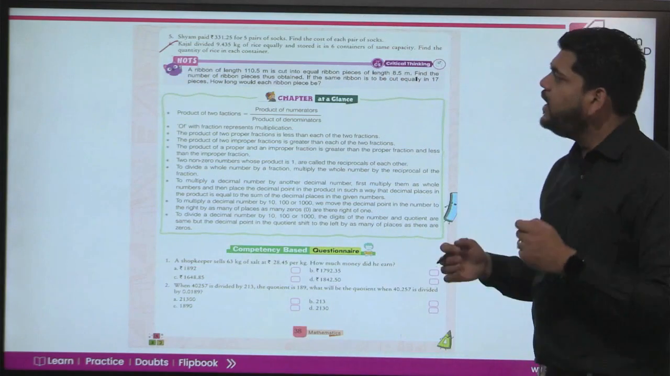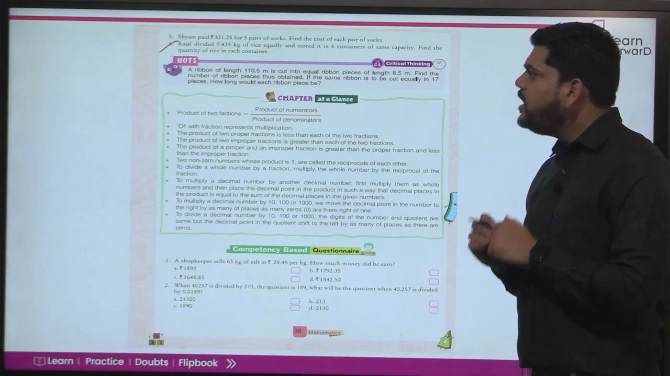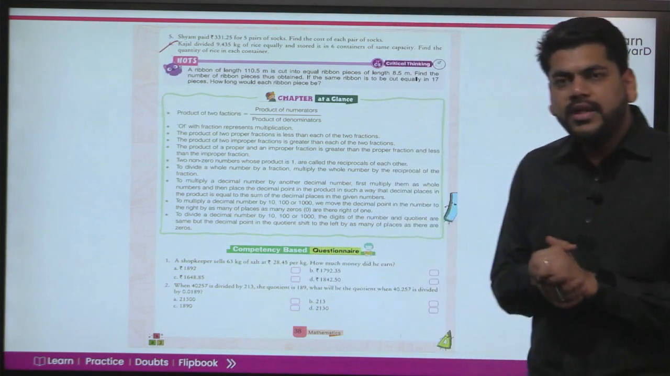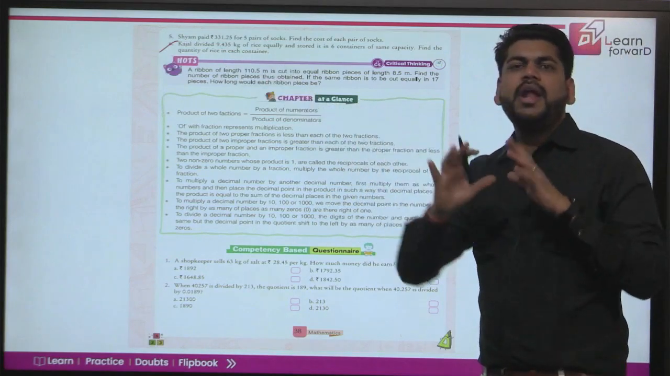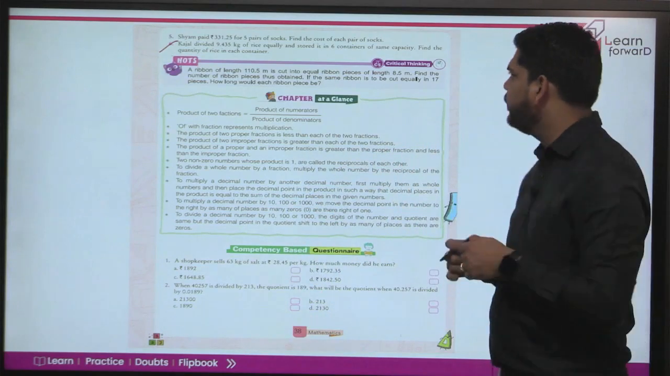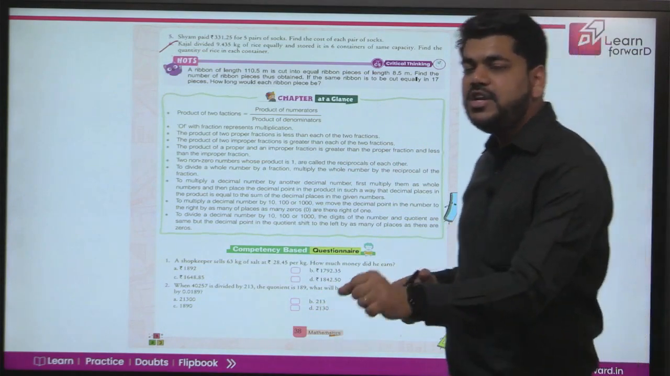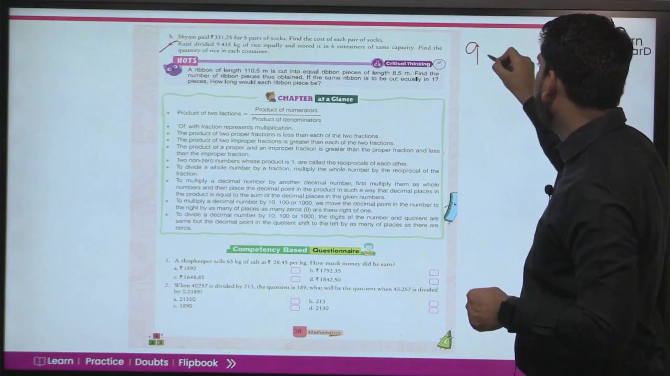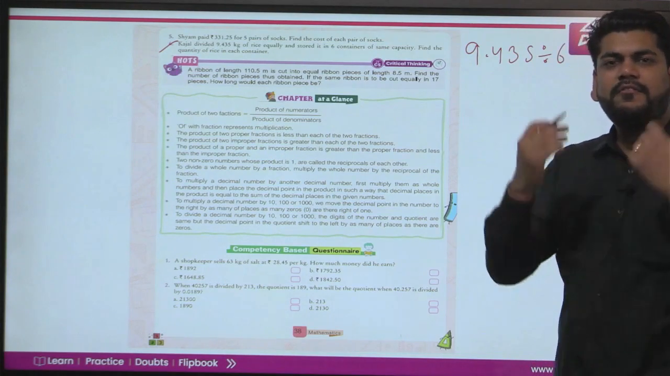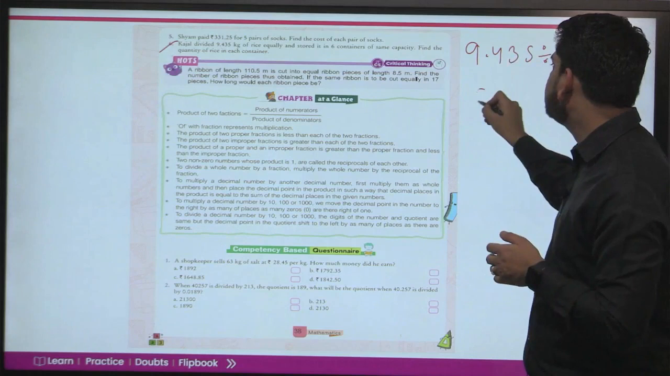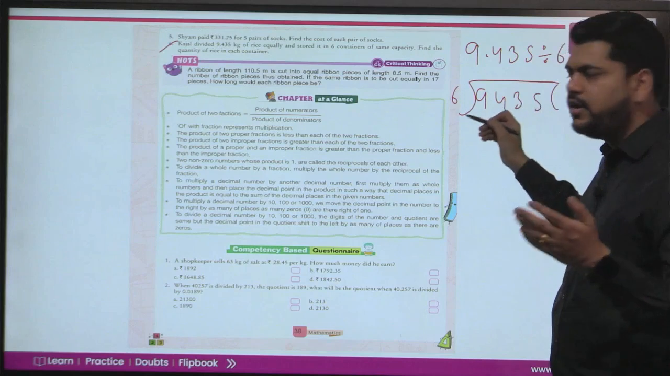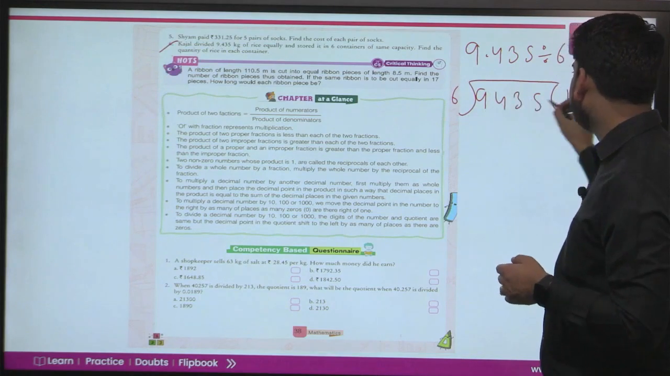Kajal divided 9.435 kg of rice equally and stored it in 6 containers of same capacity. What Kajal has done, she has divided the total 9.435 kg of rice in 6 equal containers. So what is the quantity of rice in each container? We'll be dividing 9.435 by 6. Again, forget about the decimal. Simply divide 9435 by 6 and calculate the answer.